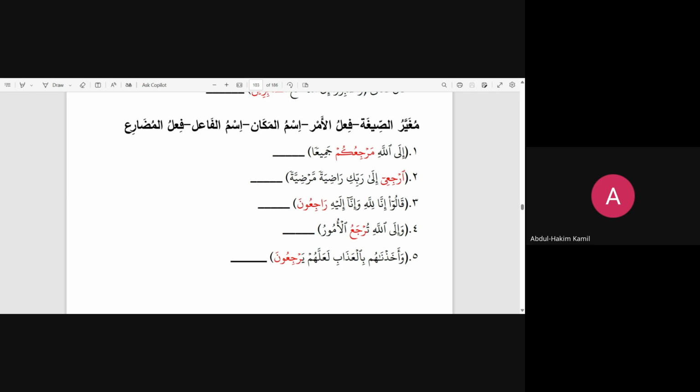This you call the hasr. It shows that it's limited to where you're going back to. What is hasr? Ma qala wa inna raji'una ilayhi raji'un. Nowhere else. Ila Allahi turja'ul umur.